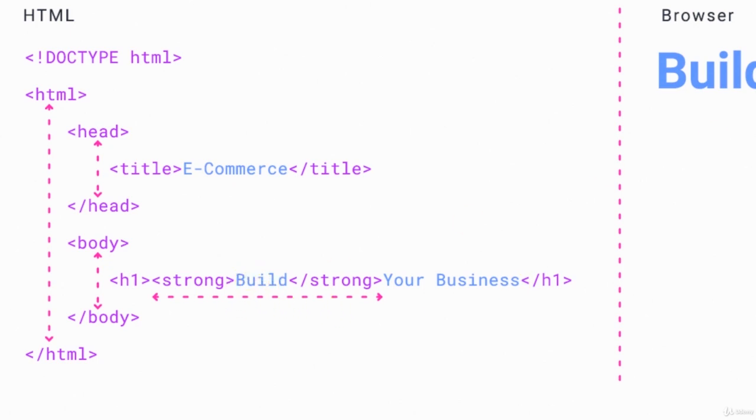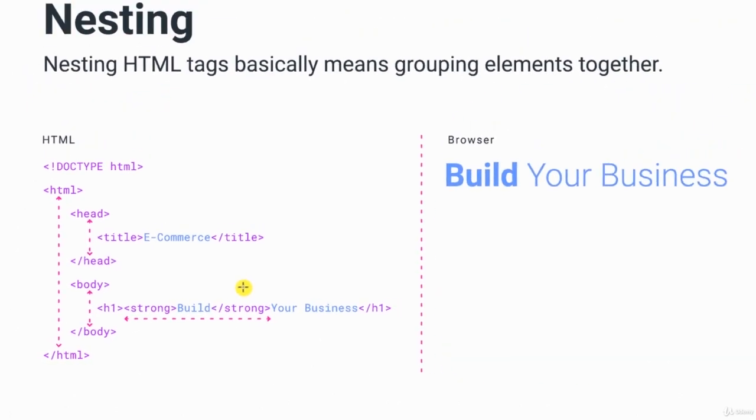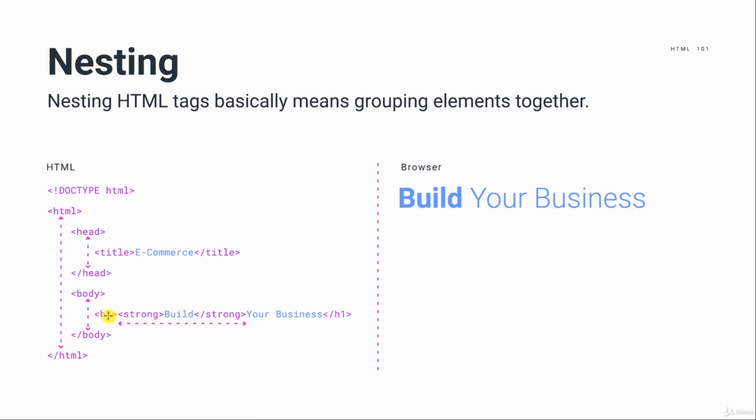And then if you want the word build to be bold, you wrap it inside another strong tag. So you open the strong tag here, and then you close the strong tag here, and then you wrap the word build inside the strong tag. So this is how nesting works inside HTML. H1 is nested inside body, body is nested inside HTML. And then we only see build your business. We don't see any of these. We don't see the head tag, and we also see the e-commerce, but it's the title on top of the browser. But mainly we only see build your business in the browser.